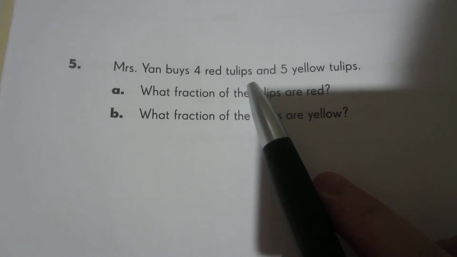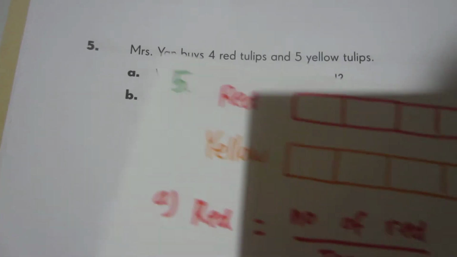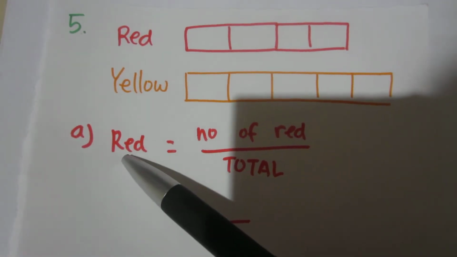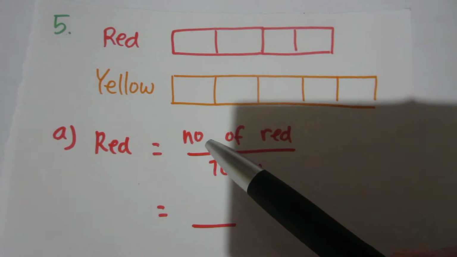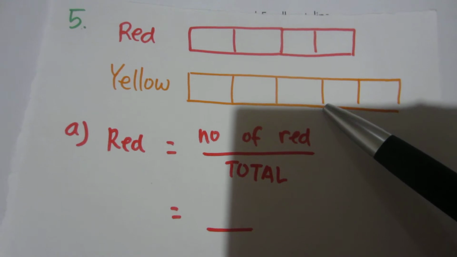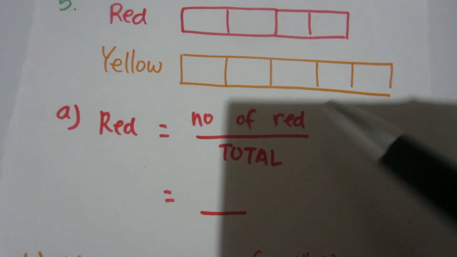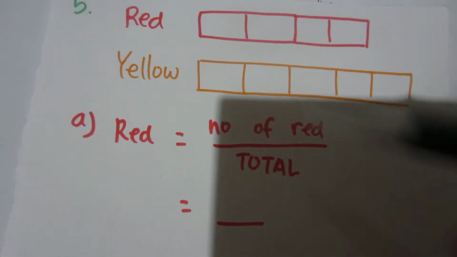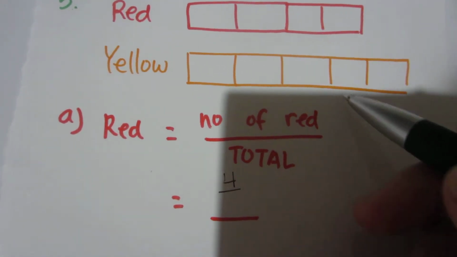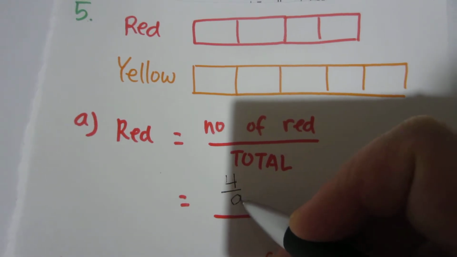Mrs. Yan buys 4 red tulips and then 5 yellow tulips. What fractions are red and what fractions are yellow? So we have 4 red and 5 yellow. What fraction is red? First, you find the number of red: 1, 2, 3, 4. 4 out of the total. So you total this all up first. 4 plus 5. So the top will be 4 and the total will be 9.